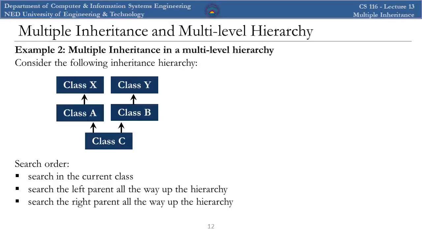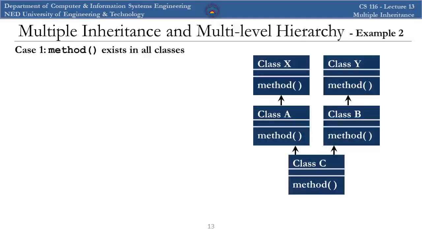And we'll see another variant of it, which is called breadth first search, shortly. But before that, let's do an example on this and prove this search strategy. Like we did in the last example, example 1, here also we'll consider it case by case. So the first case is when the method exists in all the classes.